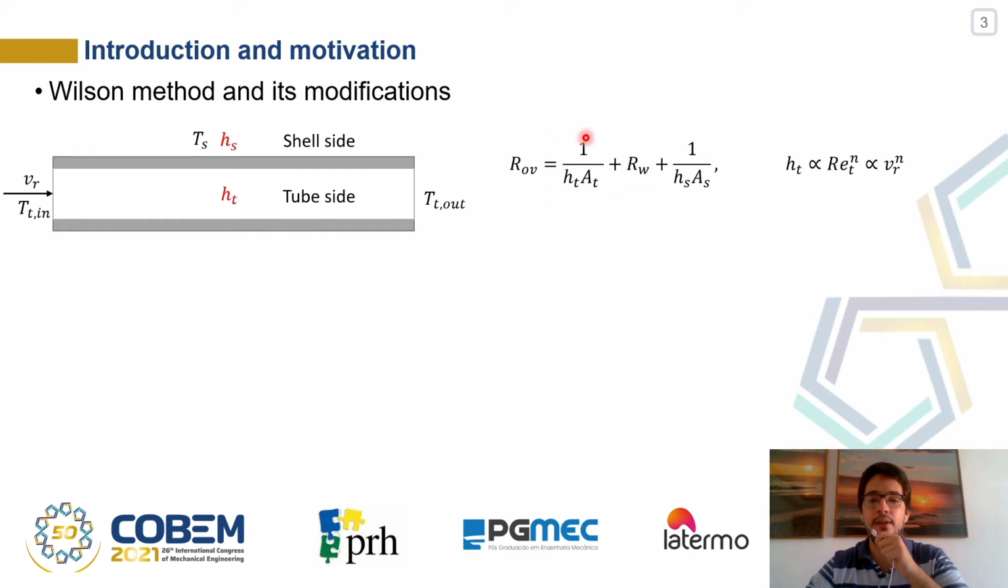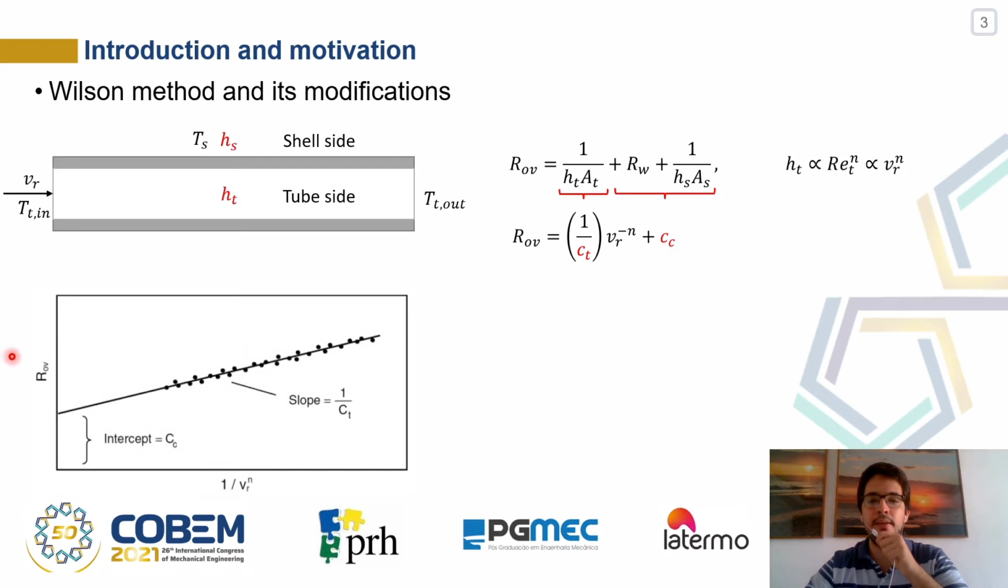By ensuring that the internal flow corresponds to the dominant thermal resistance, the heat conduction through the wall and external convection were considered constant, and the heat transfer coefficient in the tube side would be a power function of the fluid velocity. Observing this equation, it is noticed that 1 over Ct and Cc could be estimated by linear regression, as reproduced in this graph. The mean heat transfer coefficient is calculated based on these parameters. Uncertainty of the order of 20% was reported.